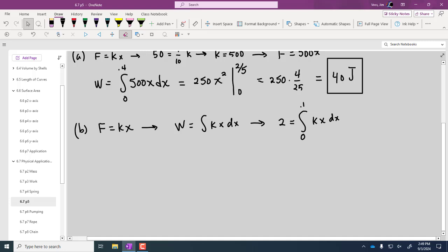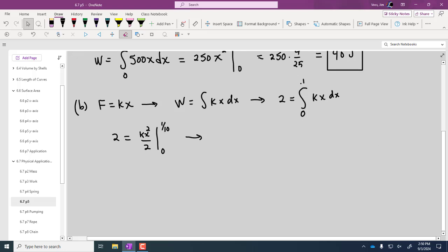All right, so we can integrate that. So we're going to have 2 equals kx squared over 2. Add 1, divide. We're going to go from 0 to a 10th. We can multiply that 2 out of the way if we want. We can make that 4 equals kx squared from 0 to 1/10. That might be easier just to clear that out.